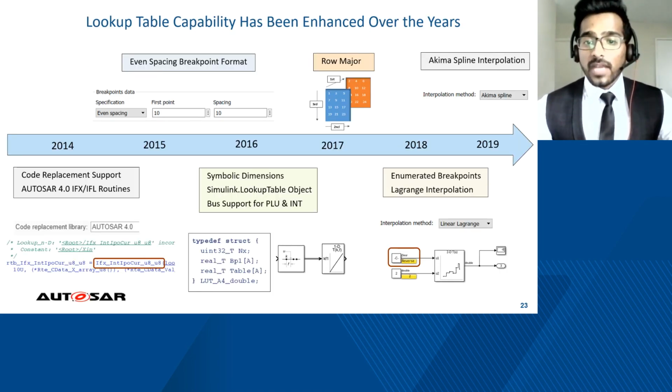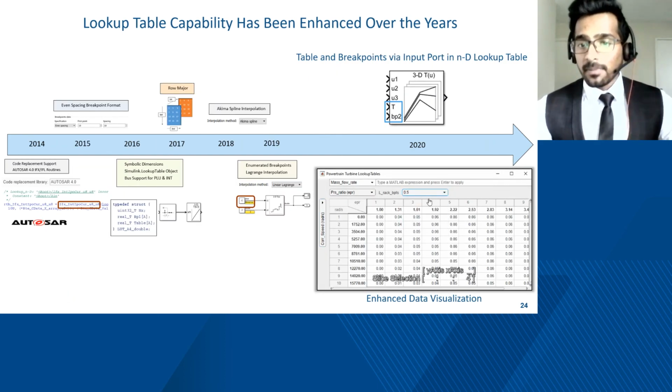In summary, we have continuously been adding multiple algorithms and features to Simulink lookup table workflows. In 2020B, our main highlights are table and breakpoints via input ports in ND lookup table block and enhancing lookup table data visualization.